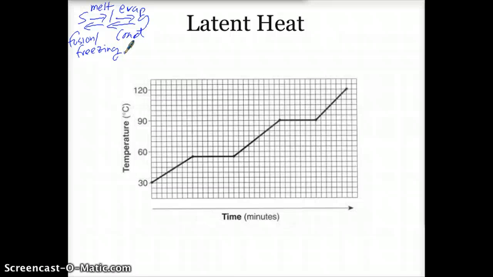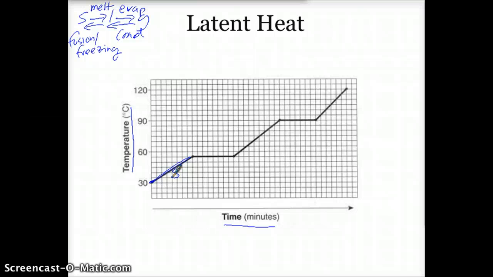Well, what we're looking at here is a heating curve. On the x-axis we have time, and on the y-axis we have temperature. So what this is showing us, just to refresh our memories, down here we're starting with a substance at 30 degrees Celsius. In this phase right here, the substance is a solid. We're adding heat to it, its temperature is going up.